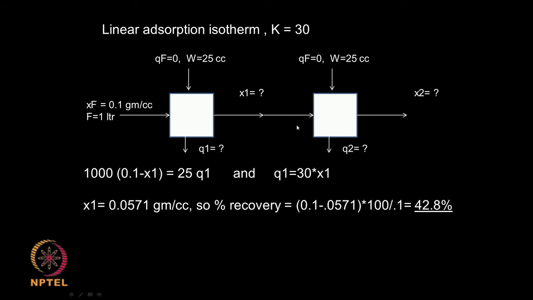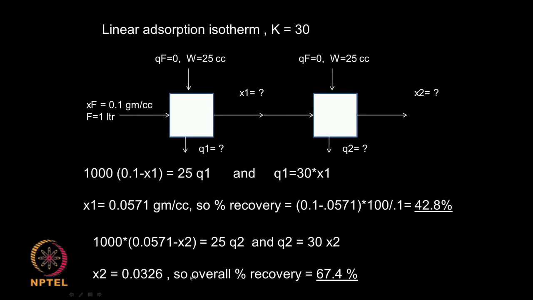Okay. Now, that concentration goes to the next stage and again I am adding fresh adsorbent. Again I use the same mass balance equation, I calculate x2, and again I can calculate the overall efficiency of recovery. Okay. So, x2 is this, x1 is this and xf is 0.1. From 0.1 it goes down to 0.057, then it goes down to 0.0326. So, the overall recovery is 67%.